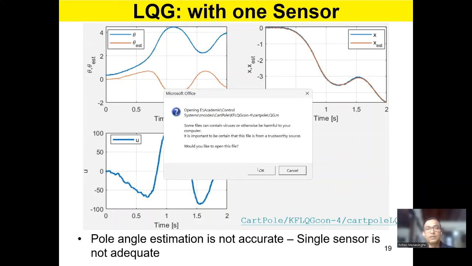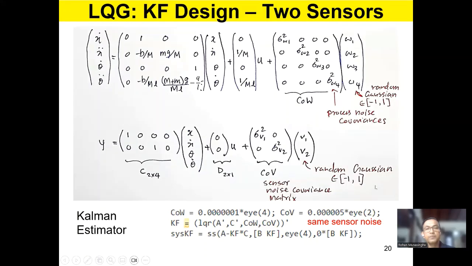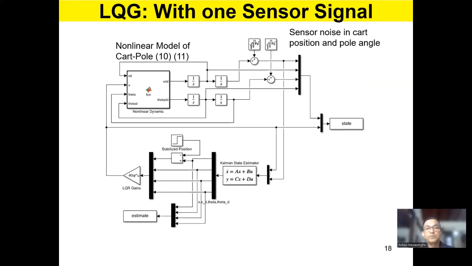So this is the result. By the way, here I have taken only one signal, not both signals, just one signal. That is the card position. I am measuring only the card position. I don't measure the pole angle. I don't know theta dot either. I'm trying to see whether the Kalman filter is able to predict all four states with just one measurement.